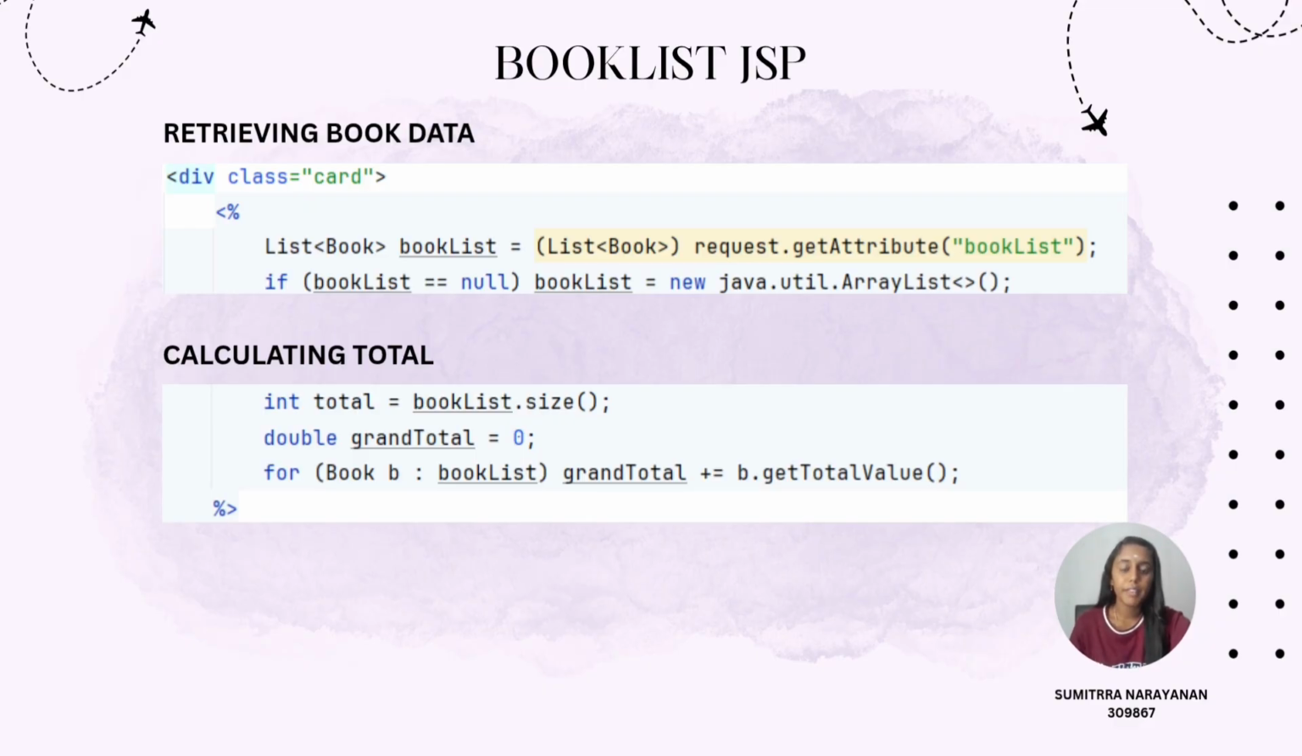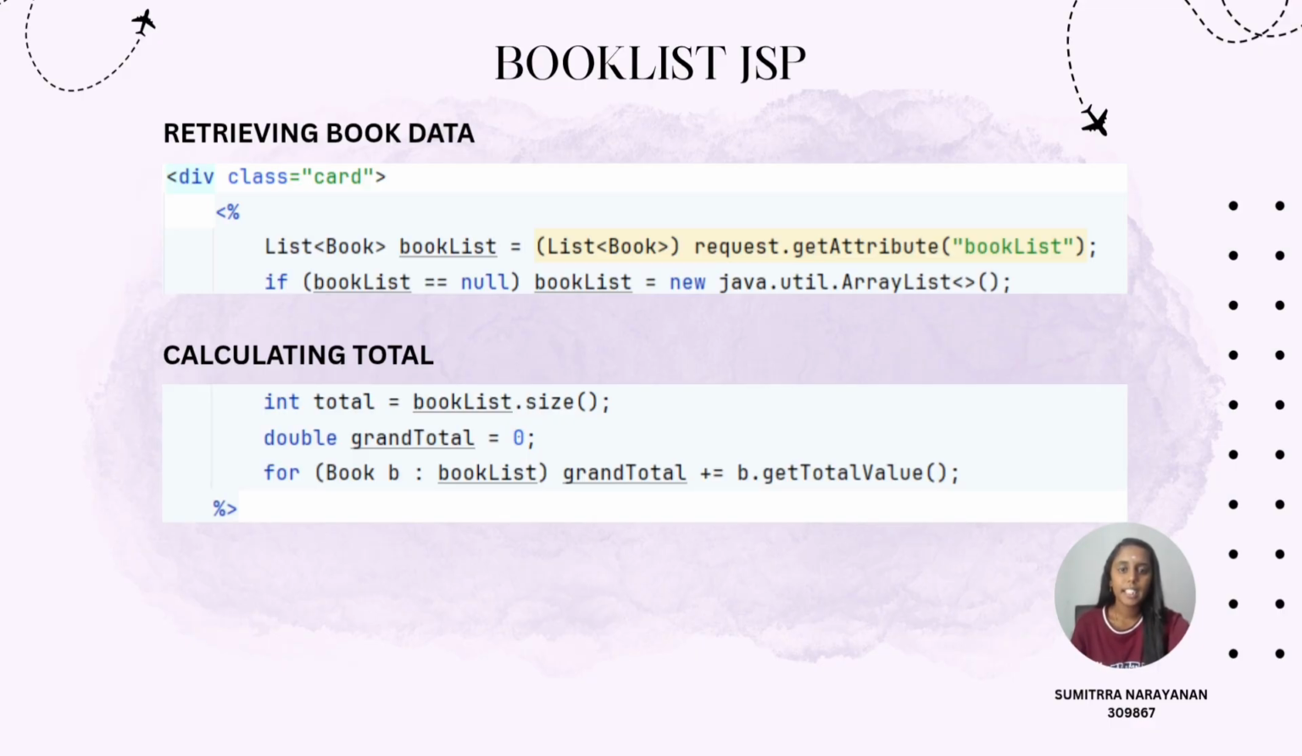In this JSP, we have retrieving book data. This section retrieves the list of books from the servlet using request.getAttribute. The servlet processes the data first, then sends the book list to the JSP page for display. The null checking is added to prevent null pointer exception if no books are available in the system. In that case, an empty array list will be created so the page can still load safely.